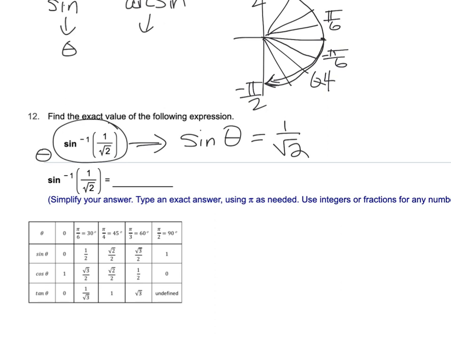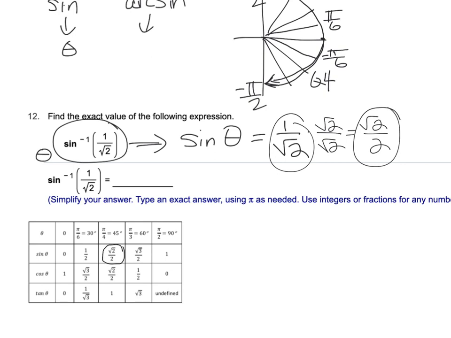What you can do is you can look it up and say, okay, where's the sine 1 over the square root of 2? Now, we don't see it written here, but 1 over the square root of 2, if you rationalize that, you can rewrite it as square root of 2 over 2. Those are the same things, just written different ways. So they're basically asking what theta gives me the sine equals the square root of 2 over 2. That happens at pi over 4.